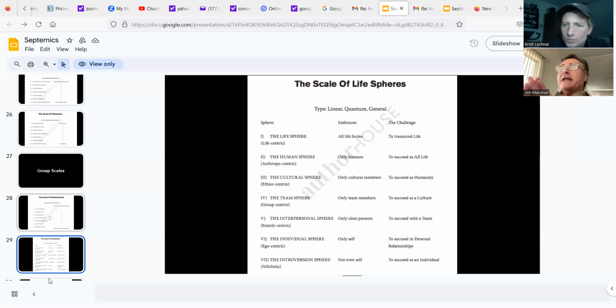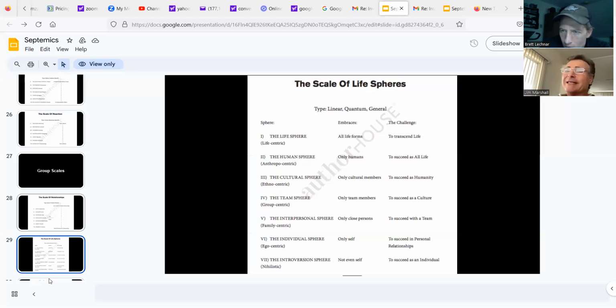Now realize that this book is about human phenomena. So once you transcend life, you're not in human phenomena anymore. You're in parapsychological phenomena, spiritual phenomena. So a person at the life sphere embraces all living things. Okay, this is a person who would not want to hurt an animal or even a plant or an insect. This person's challenge would be to transcend life.